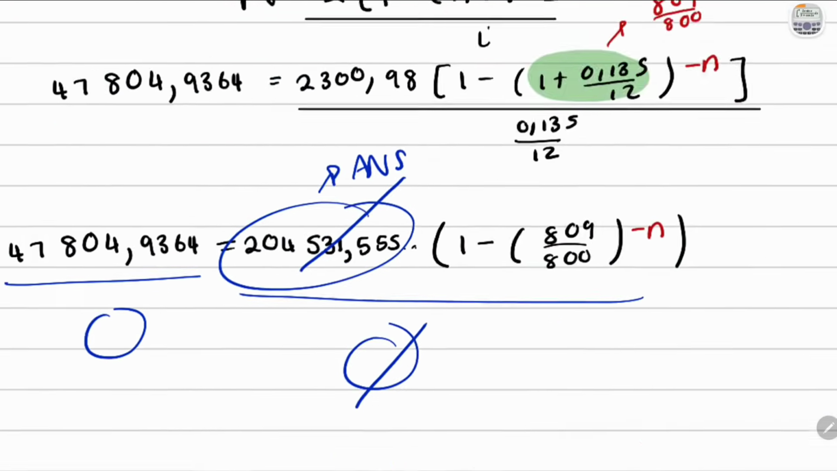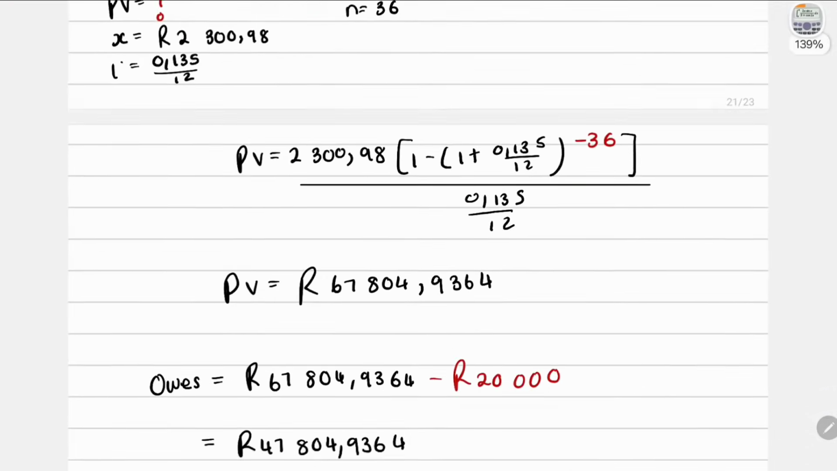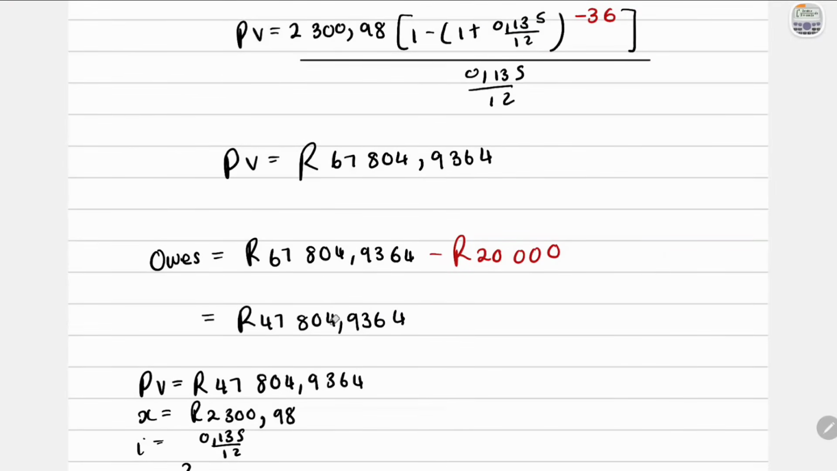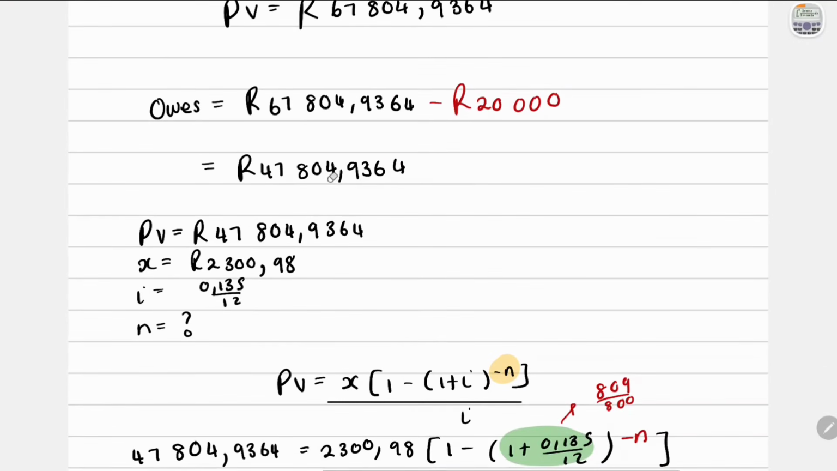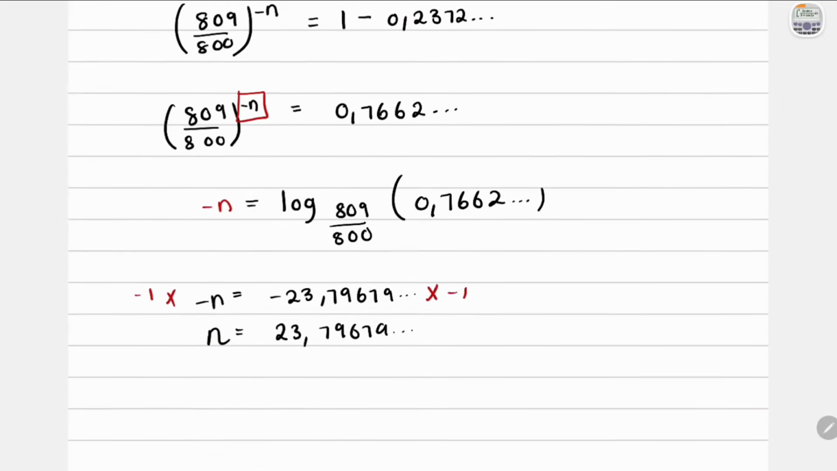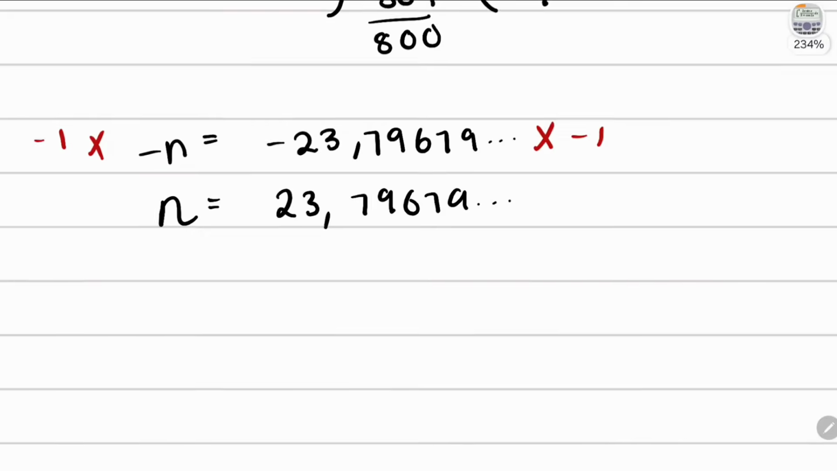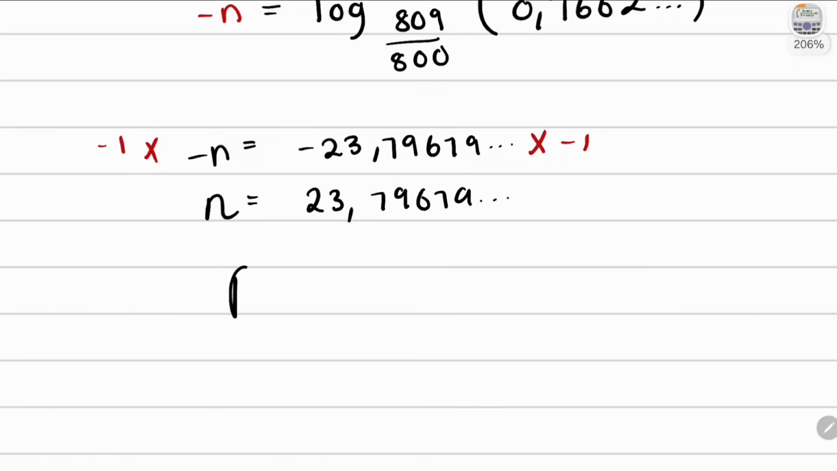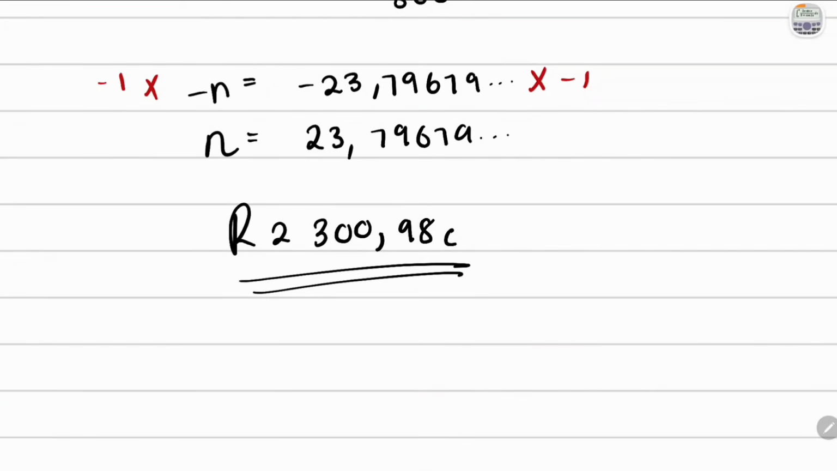Okay, let's talk about this now. The question that we're trying to find, first of all, we found out how much he owed after the 20,000 was paid. And then we were trying to find out how many payments he must make to finish this loan that he now owes. And we got 23 point this amount. Now remember, the payments are of 2,389.98. Okay, so this is the payments that he keeps making. So you have to now consider this.